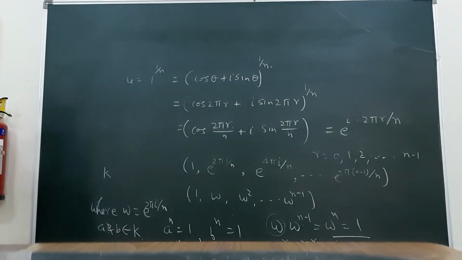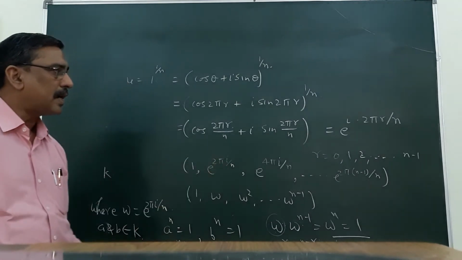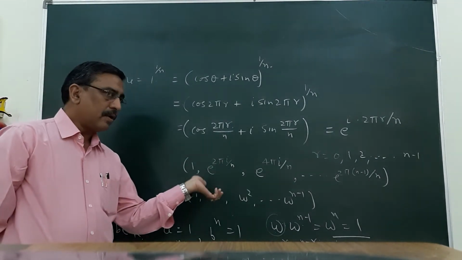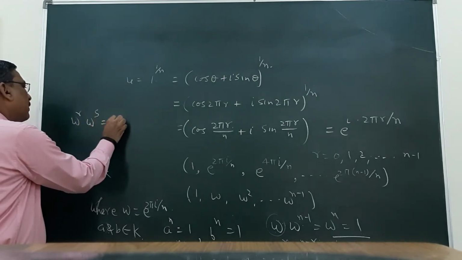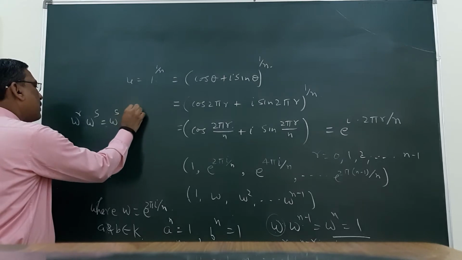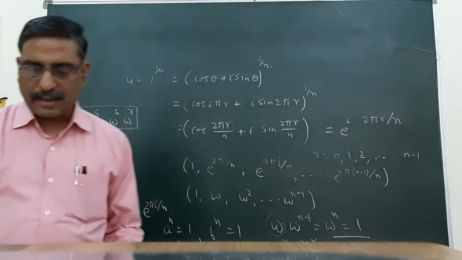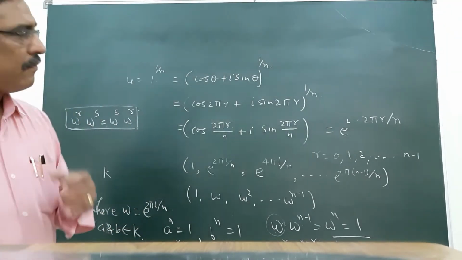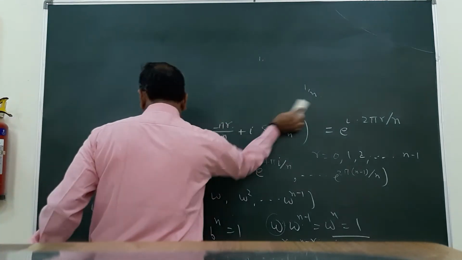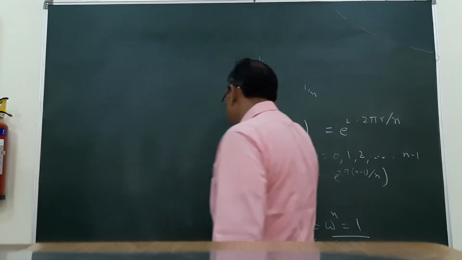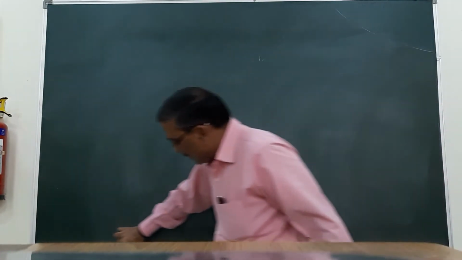And multiplication of any two members, omega raised to power r and omega raised to power s, will be equal to omega raised to power r plus s, and omega raised to power s times omega raised to power r is the same. So abelian property also holds good, hence it is an abelian group. Hence we can say that in general the nth roots of unity, along with the operation of multiplication, form a commutative group. This is another example of group.